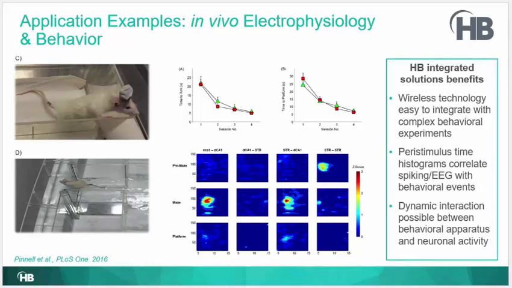You can also do peristimulus time histograms where you can correlate spiking and EEG activity with behavioral events because, again, these two instruments can talk directly to each other. And it's also possible to have dynamic interaction between these two events. Some of our wireless systems can do optogenetic stimulation and electrical stimulation. So you could even have behavioral events triggering stimulation in the animal in real time.